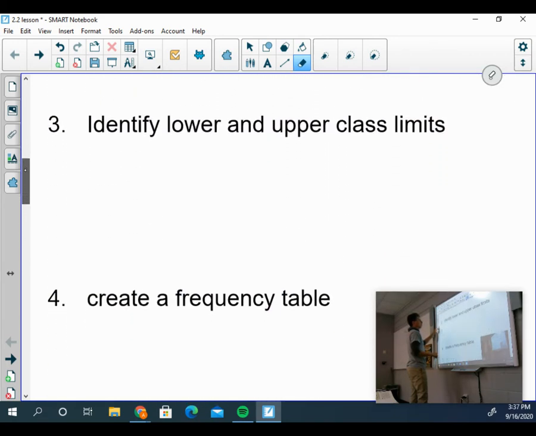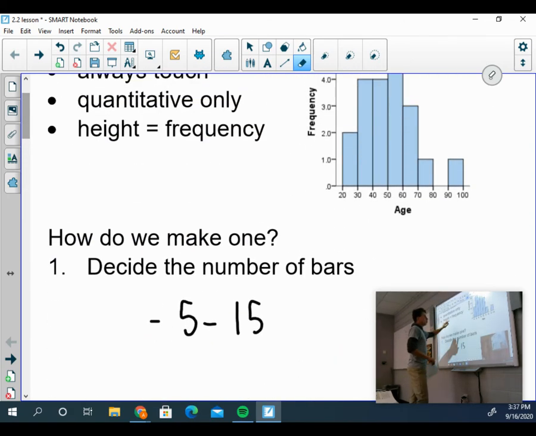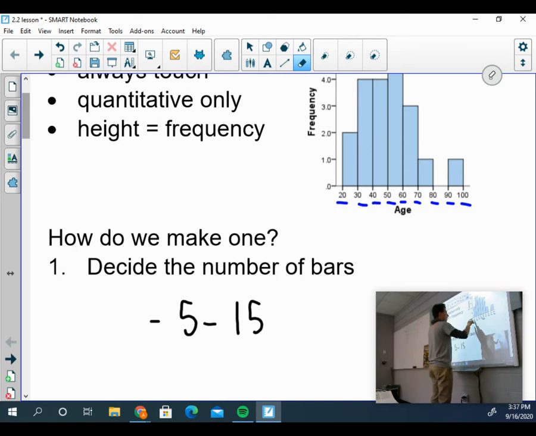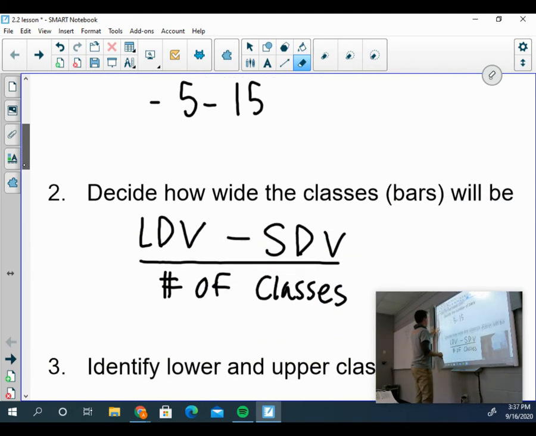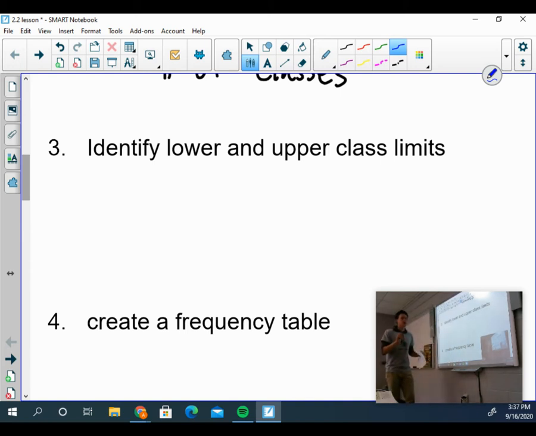We've got our class width. Now we're going to identify our upper and lower class limits. What are the upper and lower class limits? Well, that's eventually going to create the bottoms of these bars here, these categories. So our histogram is only going to have 5 bars as opposed to the example you see here. And we just decided how wide ours were going to be. But now we need to figure out what are the specific values. So how do we identify the lower and upper class limits? Well, these are the lowest and highest values that fit into each class.